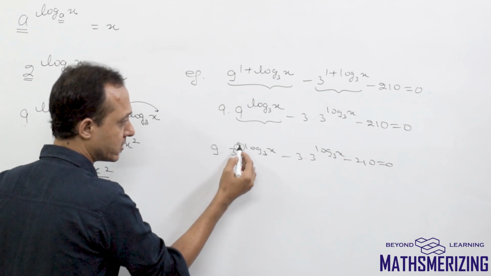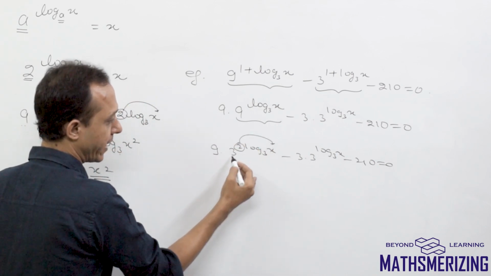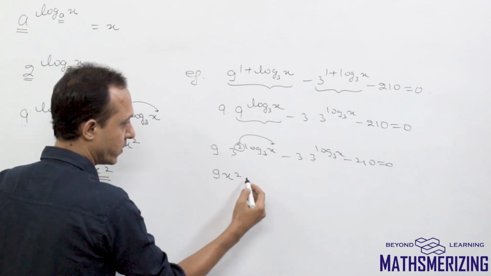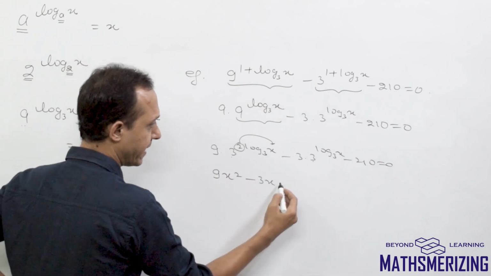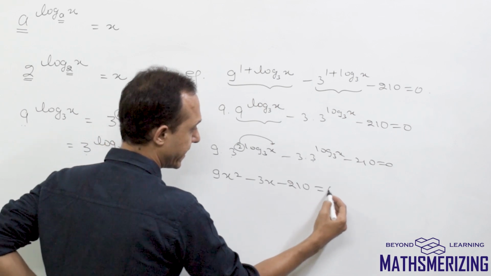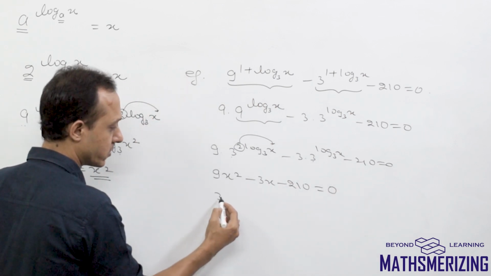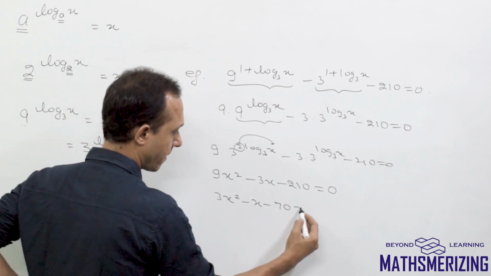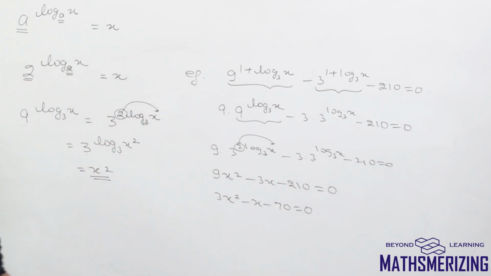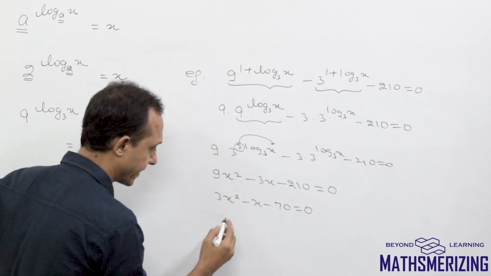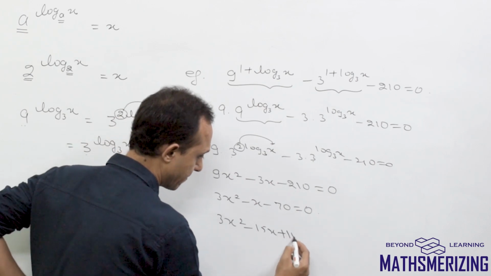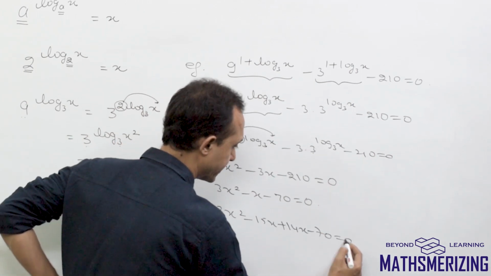So again I can take this 2 to the power of x. Now I can cancel 3 with log 3, 3 with log 3. So I can write it as 9x squared minus 3x minus 210 equals 0. I can divide by 3 also. So I'll write 3x squared minus x minus 70 equals 0. So I can factorize it as 3x squared minus 15x plus 14x minus 70 equals 0.